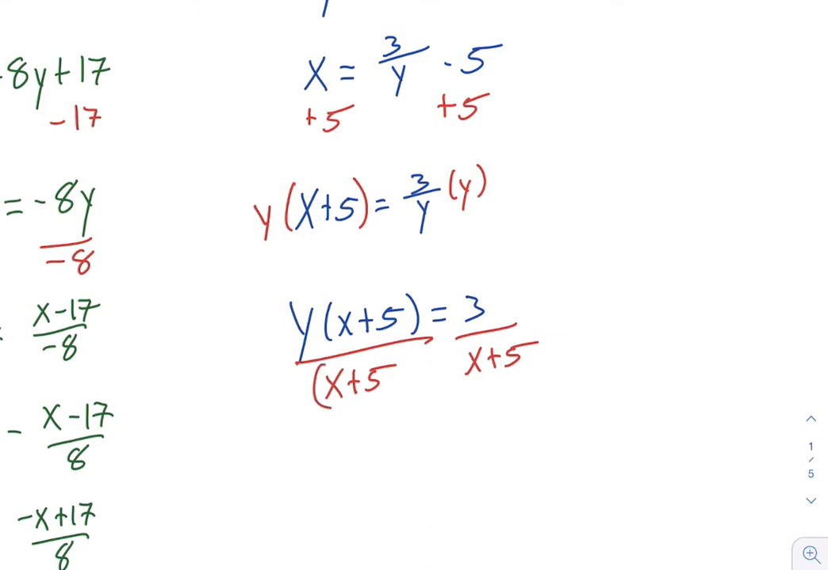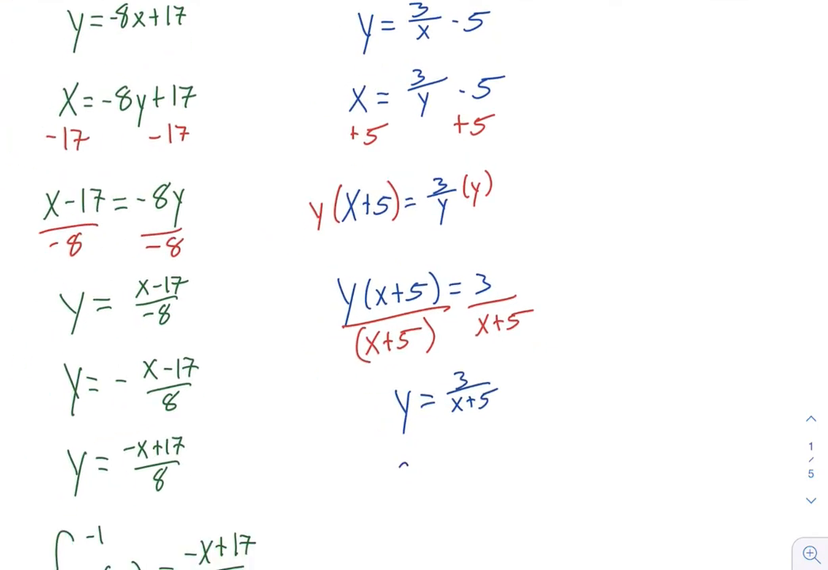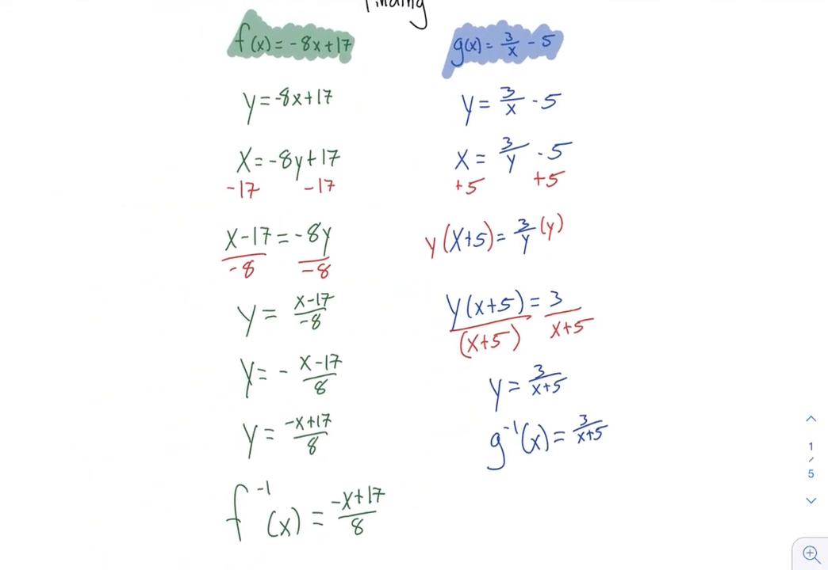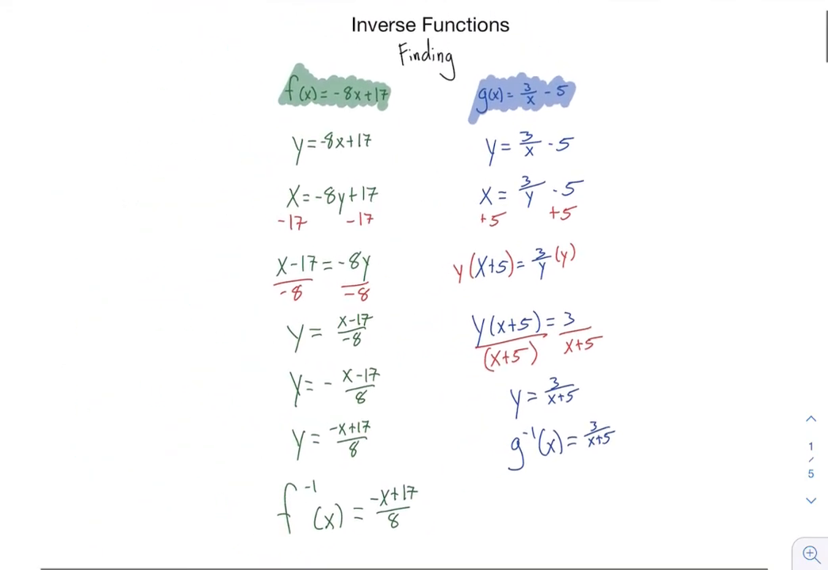And that'll, again, turn to 1 and disappear and leave y by itself and give me y equals 3 divided by x plus 5. And again, I want to write it in function notation, so I'm going to write it back as a function g, but with that inverse notation, which looks like a negative 1 exponent, and we get 3 divided by x plus 5.